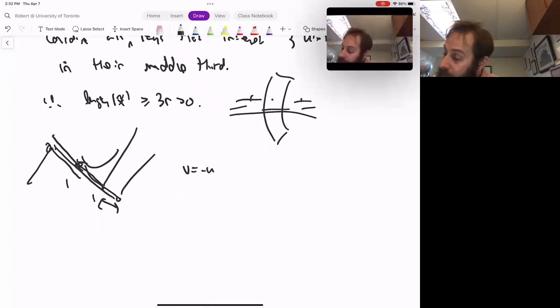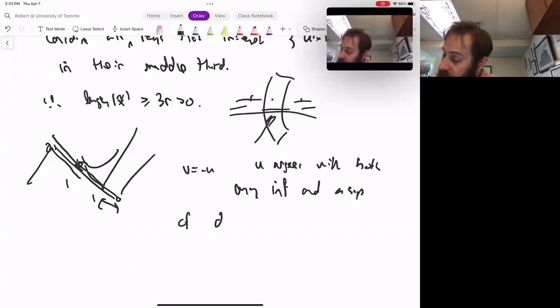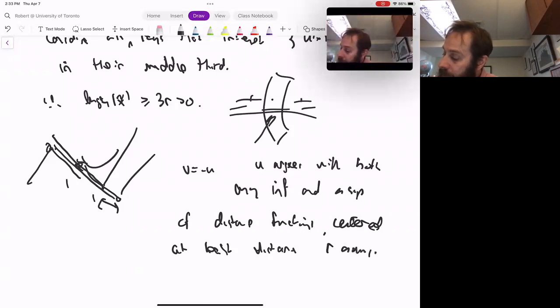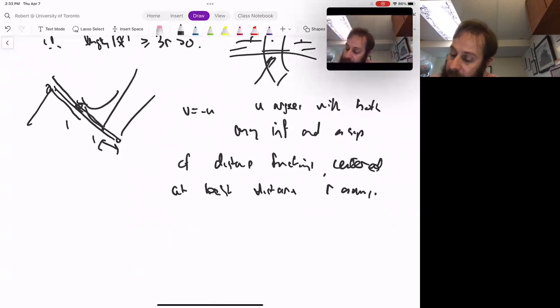And so here u agrees with both an inf and a sup of distance functions centered at least distance r away.